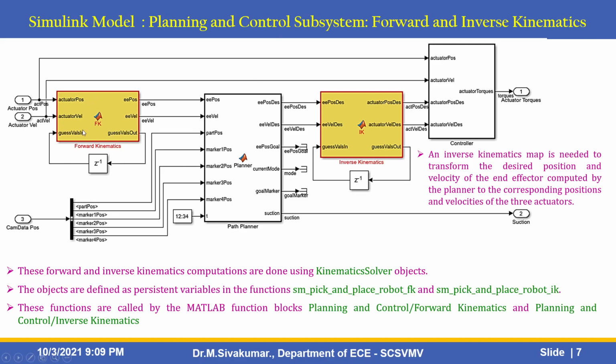Here, these forward and inverse kinematics computations are done using the kinematics solver object. In MATLAB, it is an inbuilt kinematics solver object in Simscape Multibody, available in the Simscape Multibody toolbox. The objects are defined as persistent variables in the functions called SM pick and place robot FK and SM pick and place robot IK objects. These functions are called by the MATLAB function blocks planning and control forward kinematics and planning and control inverse kinematics.